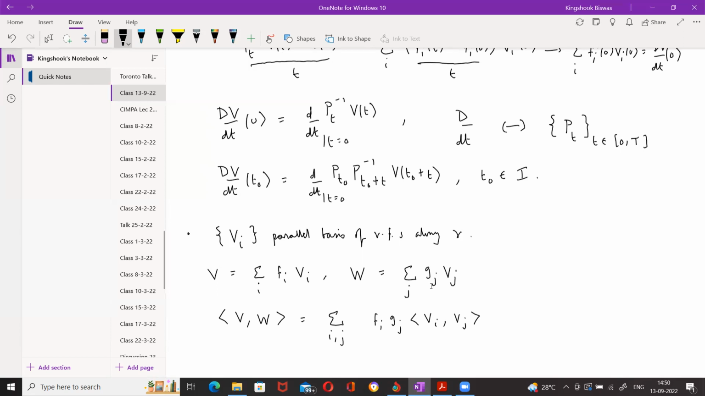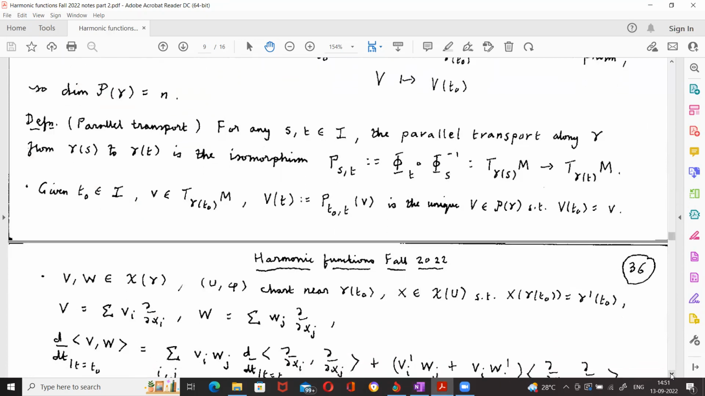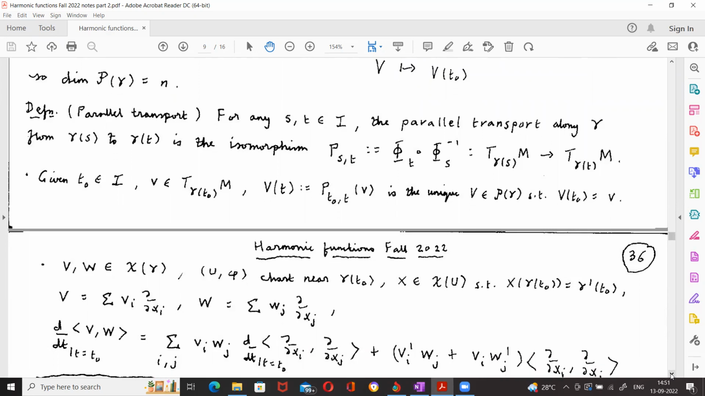One second, let me think a second. Yeah, okay, all right, no. Let me just do the calculation which I have in the notes. It's a bit of a long calculation, but it's worth doing. Basically, we want to see how the covariant derivative behaves with respect to inner products of vector fields along the curve. Let me write in terms of local coordinates x1 to xn.